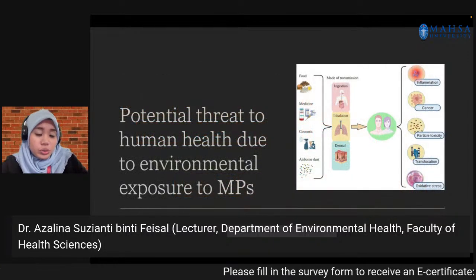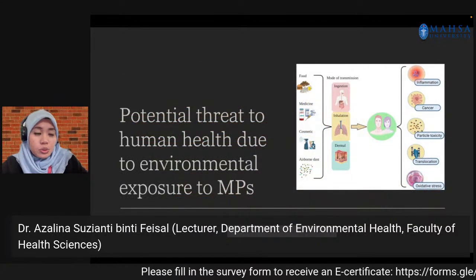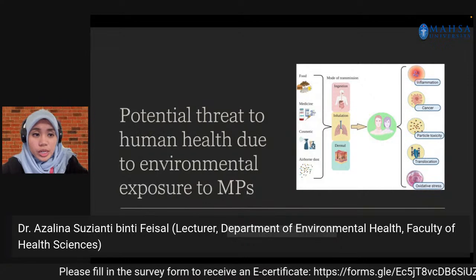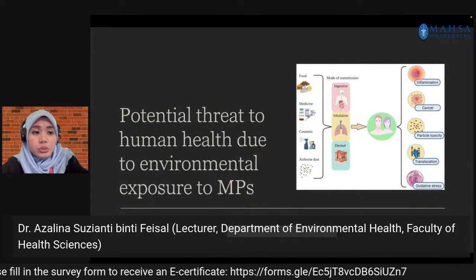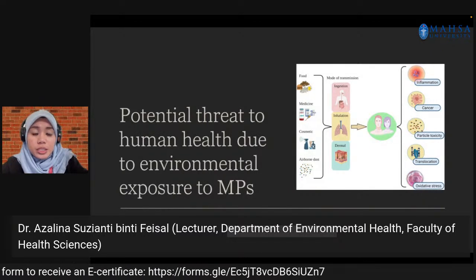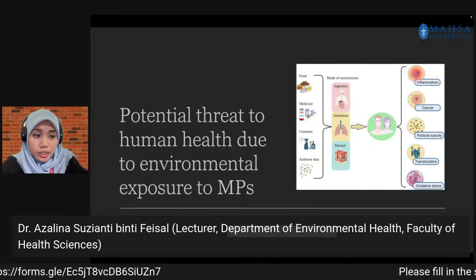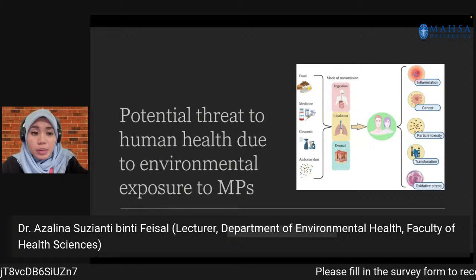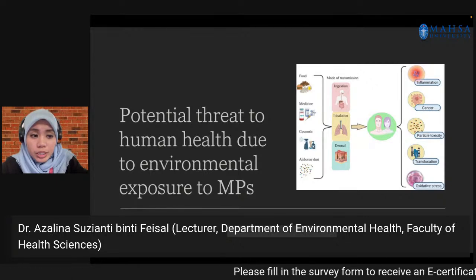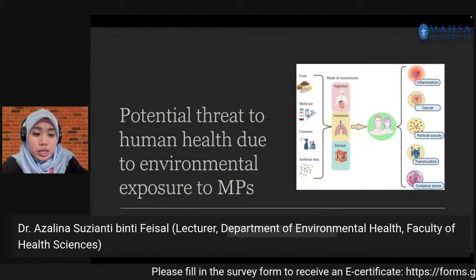So, the potential threat to human health due to environmental exposure to microplastic. Evidence has shown effects on human beings due to overexposure. Plastic particles were recently found in human blood samples, where polyethylene terephthalate, polyethylene, and polymer of styrene are the major ones, while polypropylene is below the limit of quantification in number.